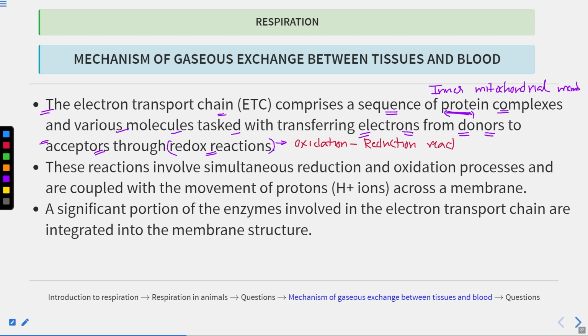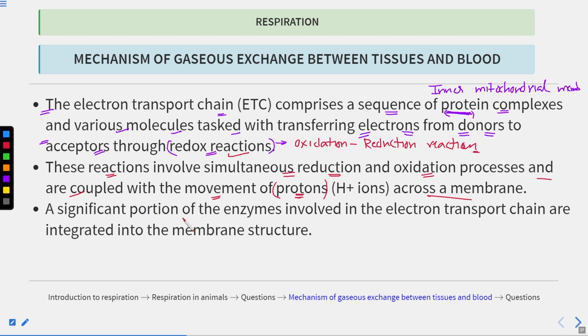This means one molecule is being oxidized and another molecule is being reduced. These reactions involve simultaneous reduction and oxidation, that's why they are known as redox reactions, and they are coupled with the movement of protons also. We have already seen protons are transferred from the matrix to the intermembrane space, and because of this, a proton gradient is created across the membrane, and the breakdown of this proton gradient leads to the generation of ATP. This is explained by the chemiosmotic theory.